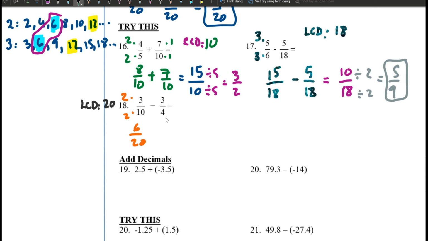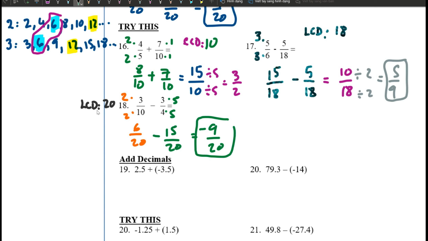The second fraction, you're going to multiply by 5. So that will give us 15 over 20. 6 minus 15 will be negative 9 over 20. You cannot reduce this fraction. That will be the answer.